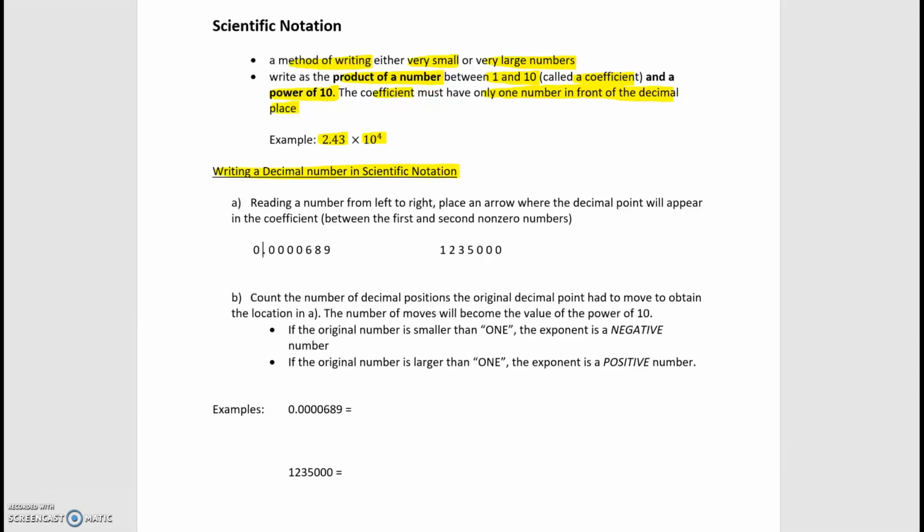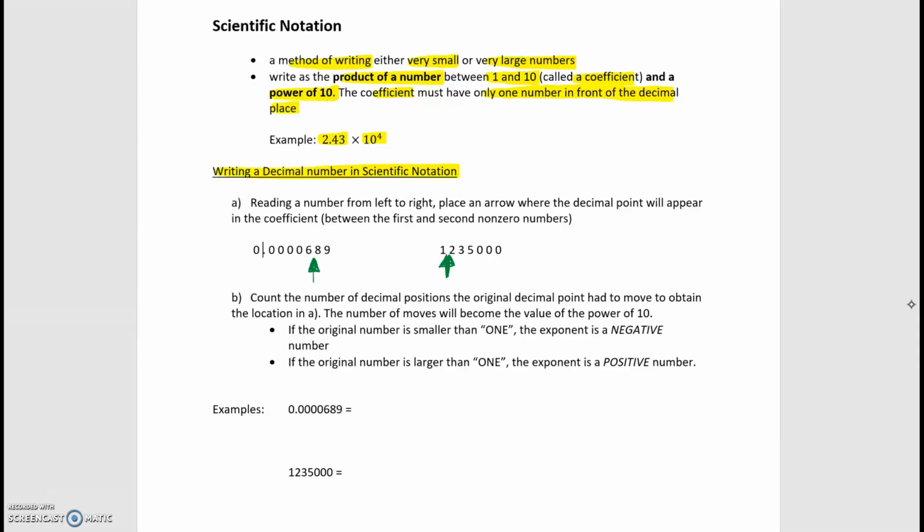Let's look at the instructions. Reading the number from left to right, we're going to place an arrow where the decimal point will appear in the coefficient. So that means that I want to have my decimal place land between the first and second non-zero number. So in this first example, I want it to land between the 6 and the 8. So hopefully you can see where my arrow is. And in the second example, I want it to land between the first and second non-zero numbers, so between the 1 and the 2. So once again, hopefully you can see where my arrow is indicating that decimal place.